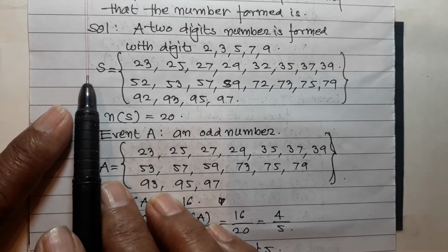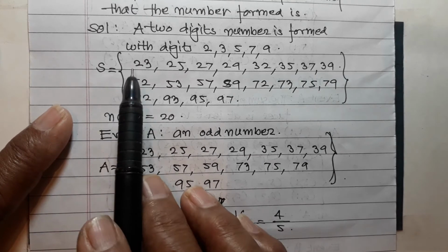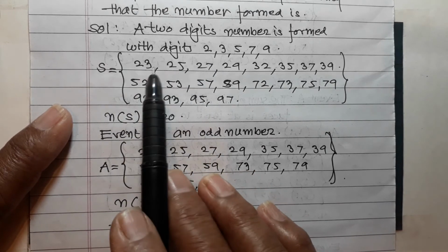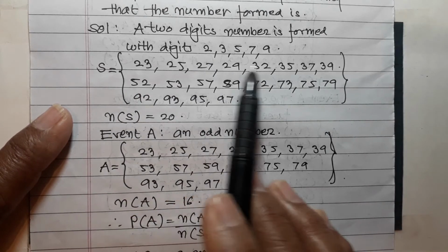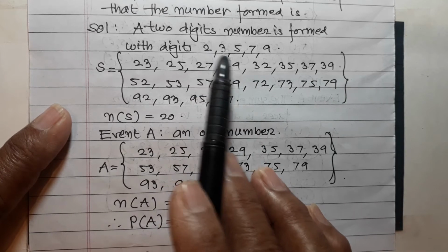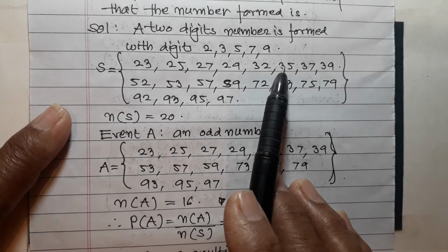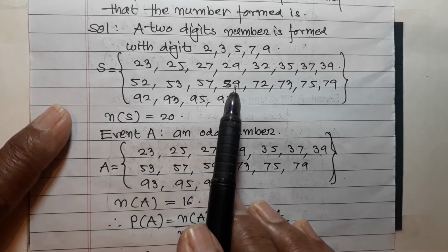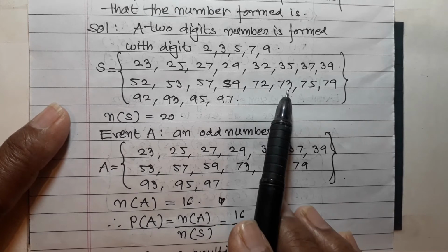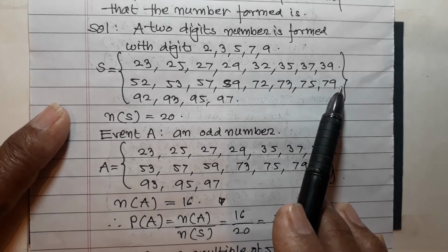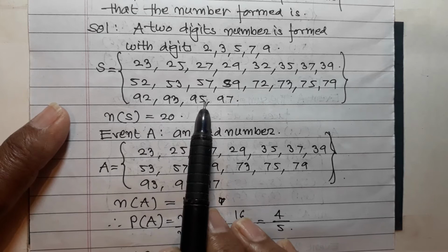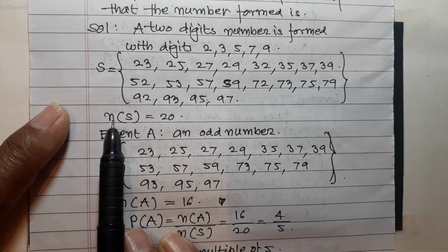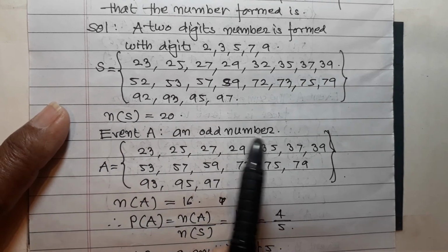So therefore sample space S is equal to 2 3, 2 5, 2 7, 2 9, starting from 2, then starting from 3: 3 2, 3 5, 3 7, 3 9, 5 2, 5 3, 5 7, 5 9, 7 2, 7 3, 7 5, 7 9, 9 2, 9 3, 9 5, 9 7. And therefore n of S is equal to 20.